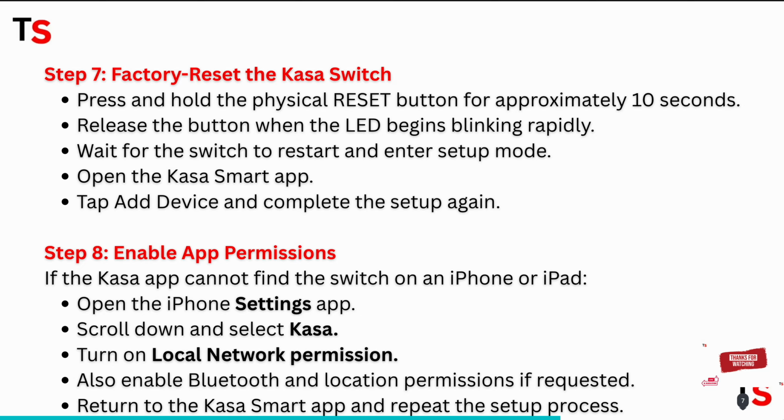After that, enable the app permissions. If the Kasa app cannot find the switch on an iPhone or iPad, open your iPhone Settings app, scroll down and select Kasa and turn on the location and network permission. Also enable the Bluetooth and the location permission if requested. Then return to the Kasa Smart app and repeat the setup process.